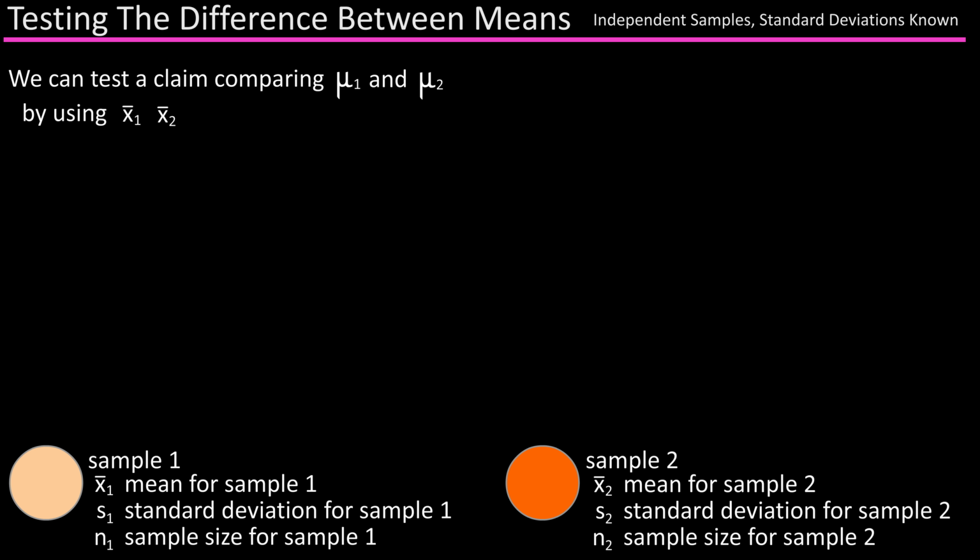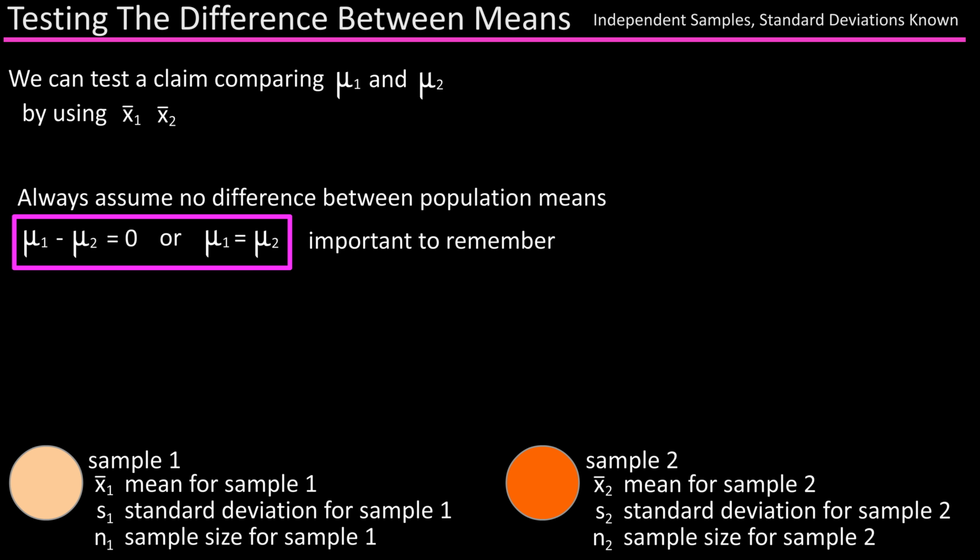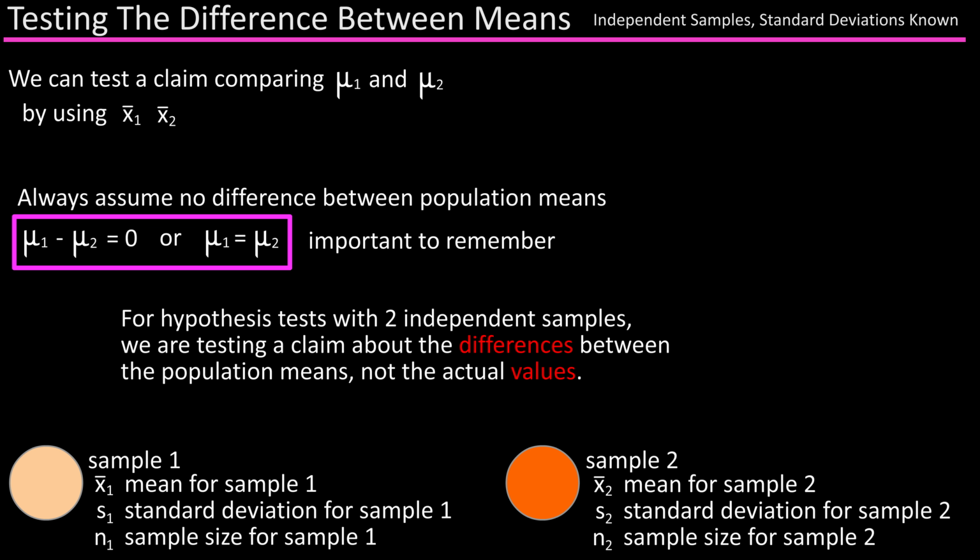We can then test a claim comparing the means of the two populations by using samples and comparing their means. In doing this, we always start by assuming there is no difference between the population means. So the mean for population 1, mu1, minus the mean for population 2, mu2, equals 0, or mu1 equals mu2. This is important. Remember, we always assume there's no difference between the population means. Keep in mind that when we perform hypothesis tests with two independent samples, we are testing a claim about the differences between mu1 and mu2, the population means, not the actual values of mu1 and mu2.